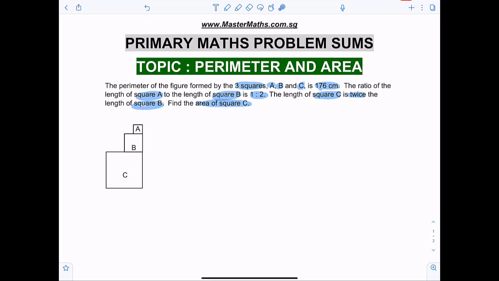Now the very first information we can investigate is over here, the length of the squares. Okay, so for A to B, we know it's 1:2, and we can also write for C as well, because we know that C is twice of B in terms of length. So C will be 2 times 2, which is 4 units.